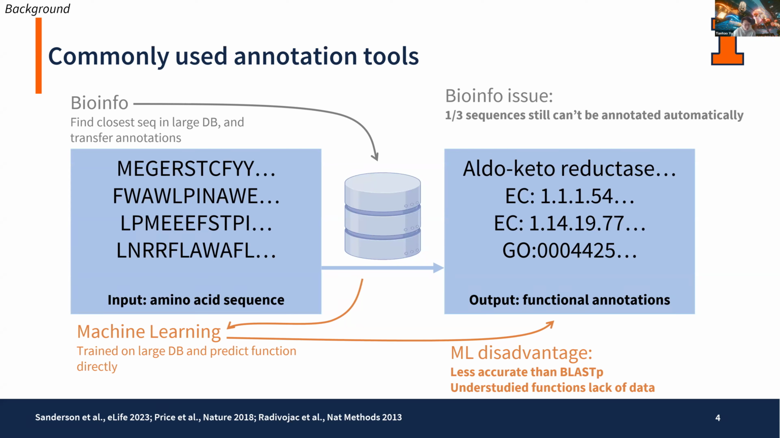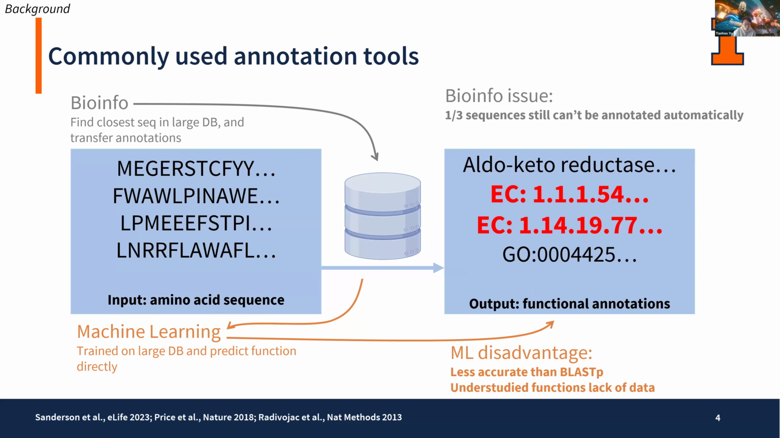The problem with recently developed machine learning methods is that the accuracy is actually a bit lower than bioinformatic tools. The standalone machine learning performance is lower than BLASTp, for example. And because enzyme annotations are known to be a very biased data set, some of the understudied functions lack data to support the training process, and the models perform very poorly on the understudied portion of the functions.